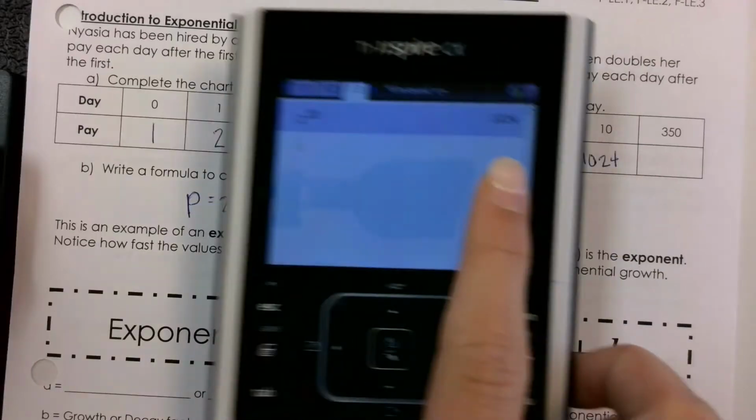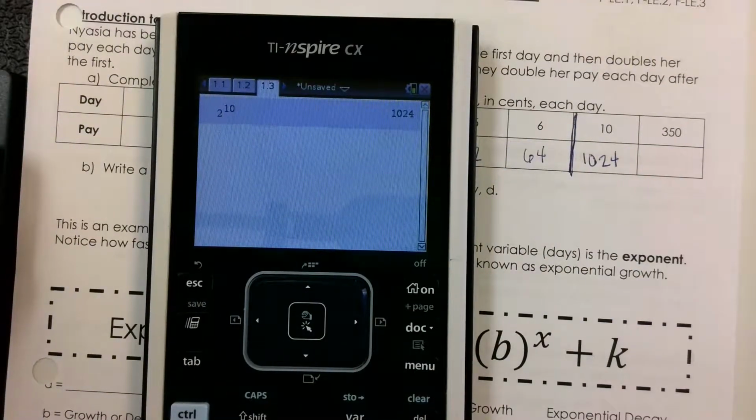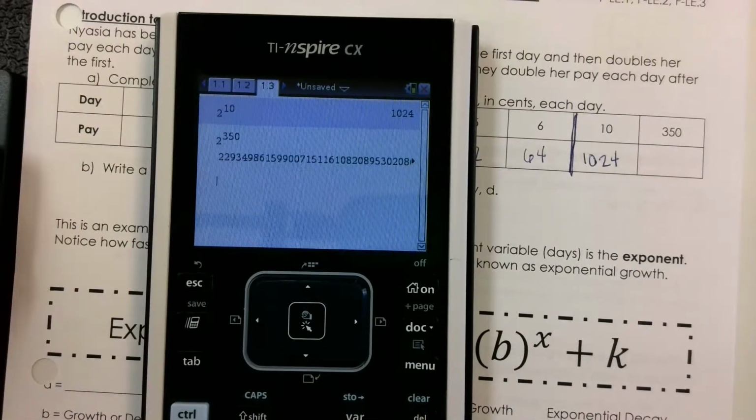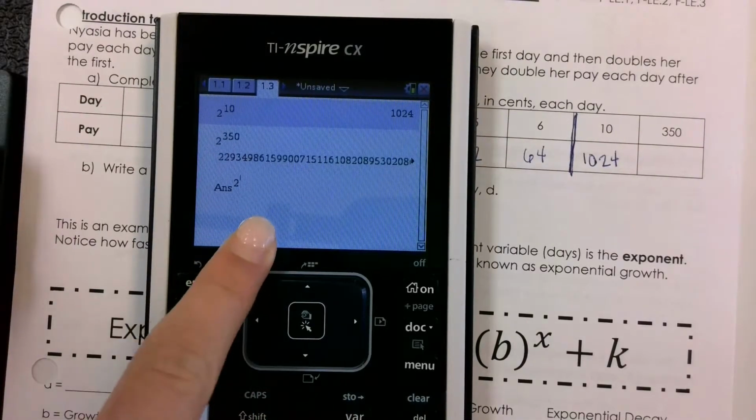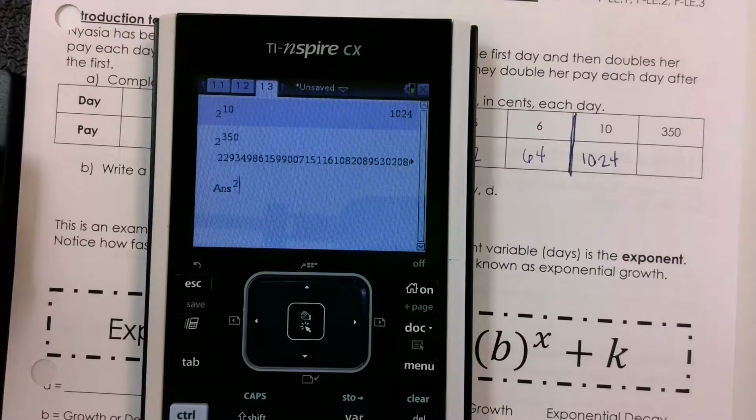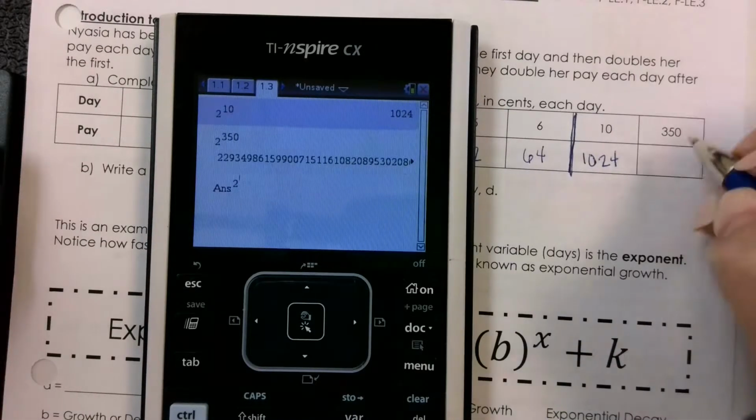So if we do 2 to the 350, I did it right. Holy cow, I want her job. She could retire after less than a year, right? I could already be living that retired life. Is that a real thing, or is it just made up?